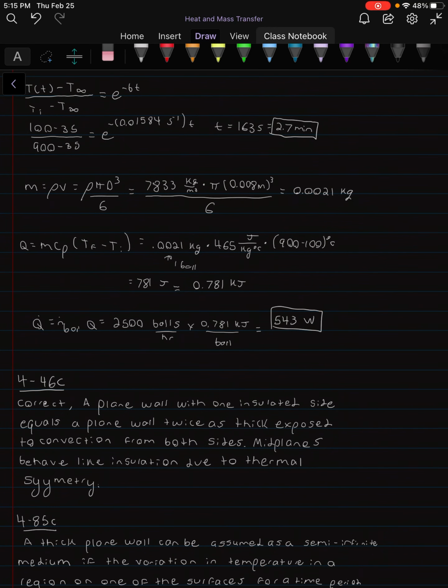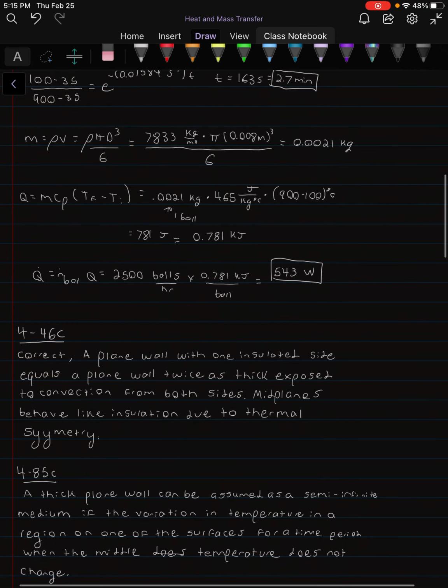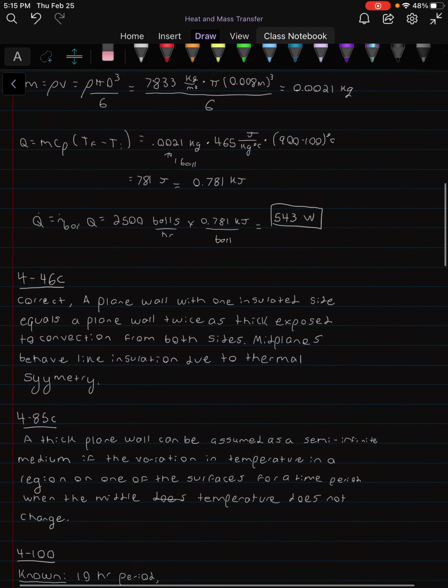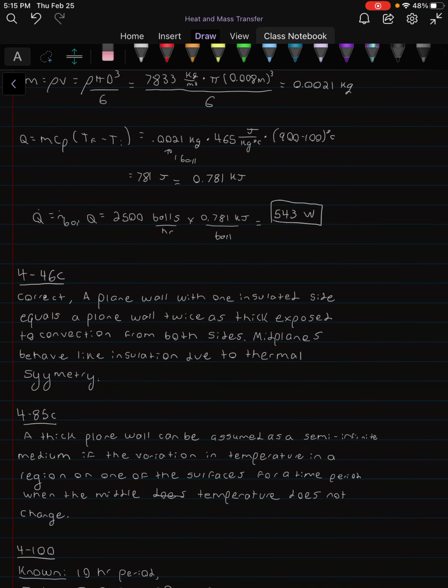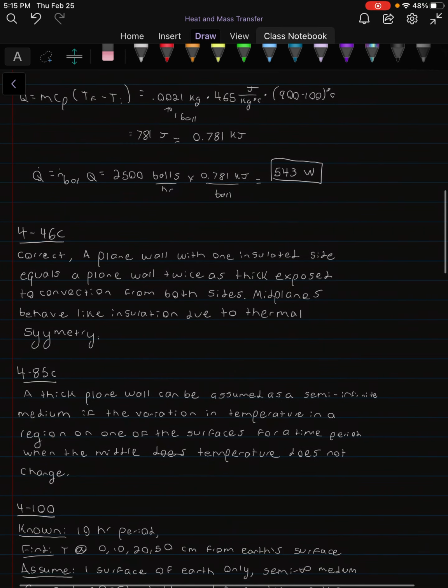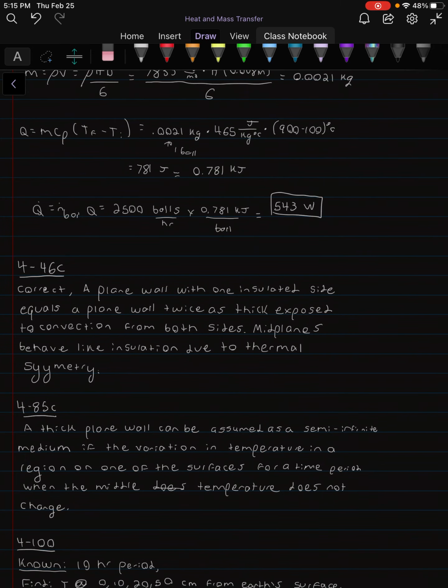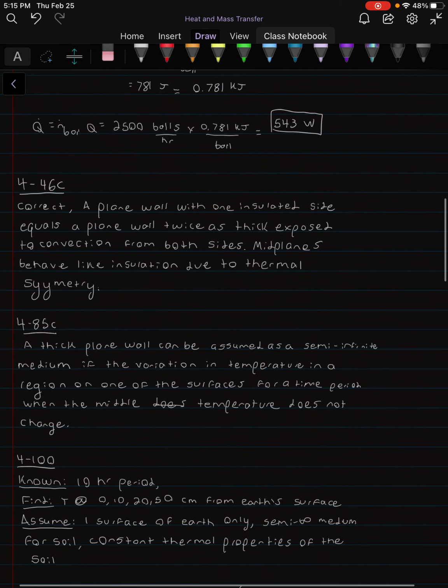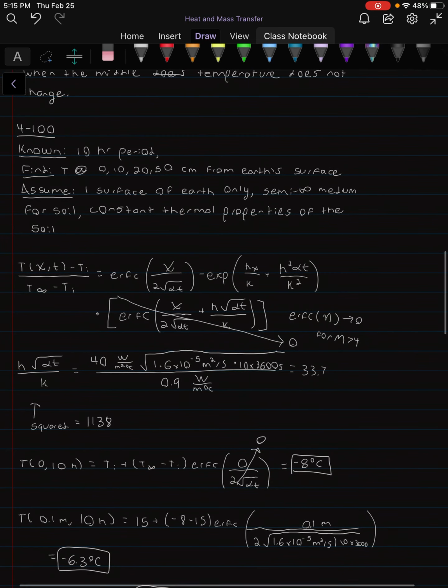Since mass is equal to rho V, we can solve for that. Your volume is pi D cubed over 6 and mass is 0.0026 kilograms, and Q is equal to m c_p and your difference in temperatures, you plug that in, you get 0.781 kilojoules. And then Q for one ball is the number of balls times what your Q you solved above, and you get 543 watts.